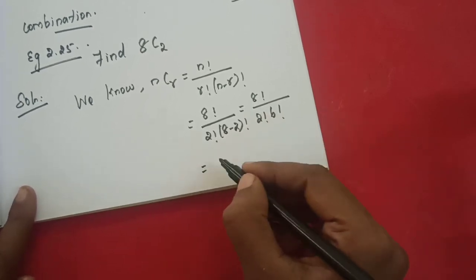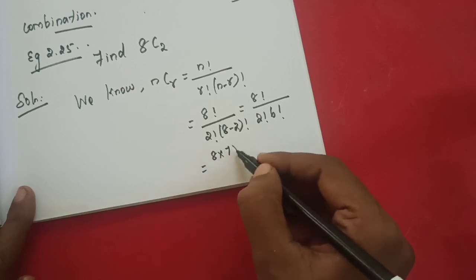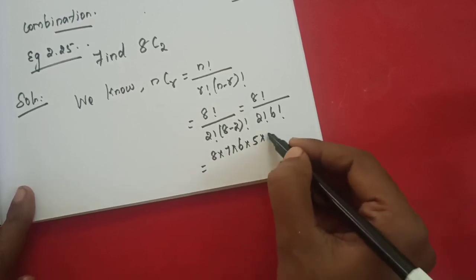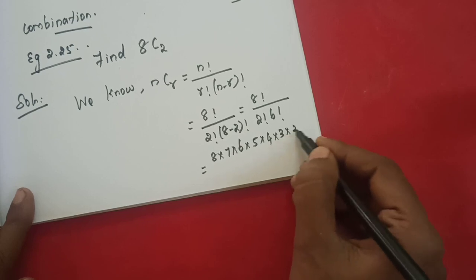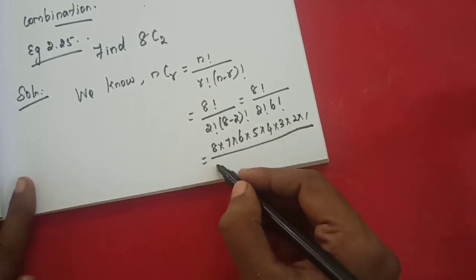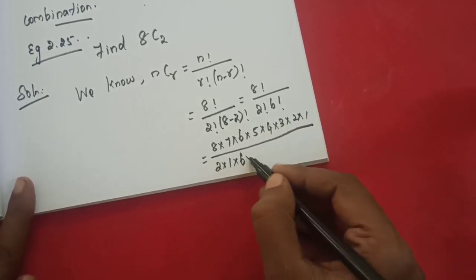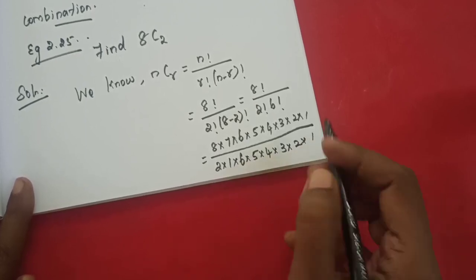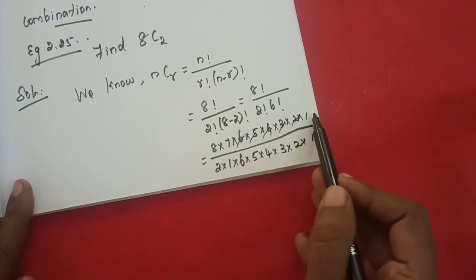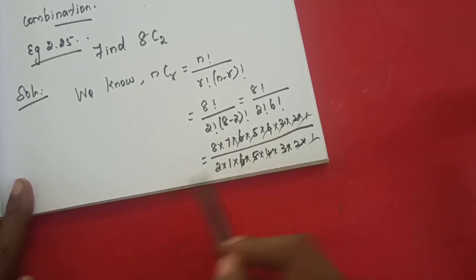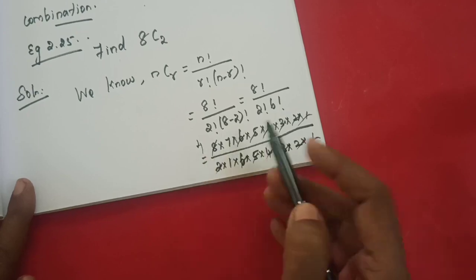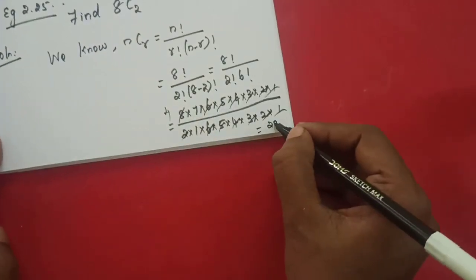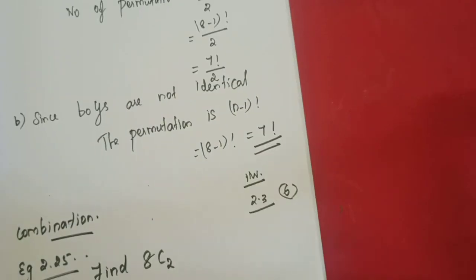Keep in mind, 8 factorial means 8 into 7 into 6 into 5 into 4 into 3 into 2 into 1. Similarly 2 factorial means 2 into 1, and 6 factorial means 6 into 5 into 4 into 3 into 2 into 1. So all these terms get cancelled. In the denominator too, the terms get cancelled. So 4 into 7, 28. So 28 is the answer. Understand? Okay, easy.